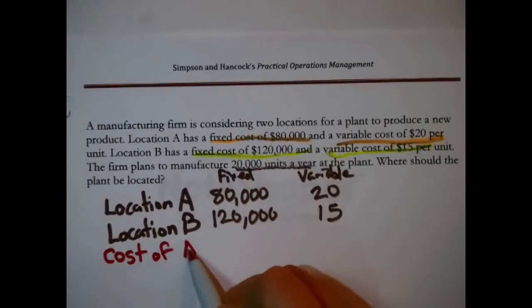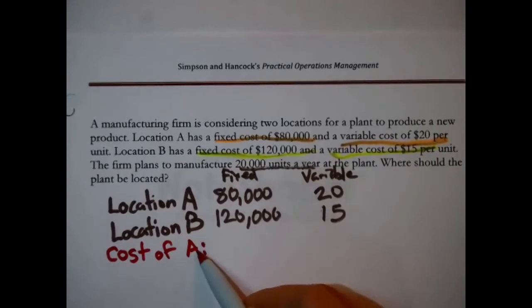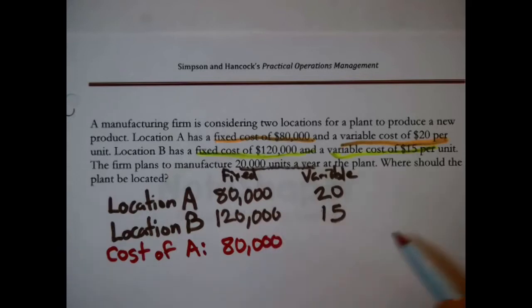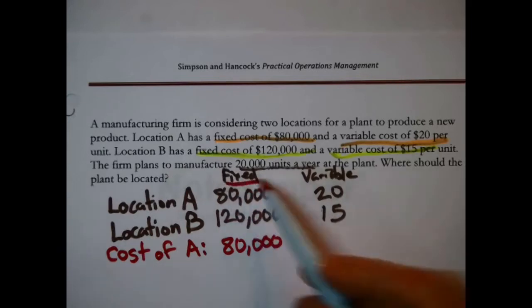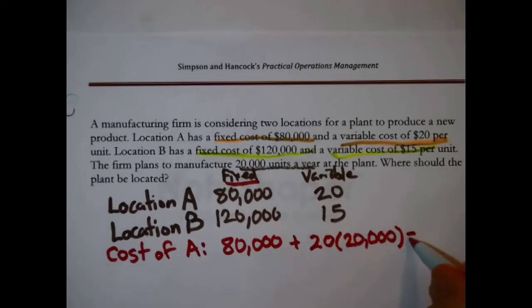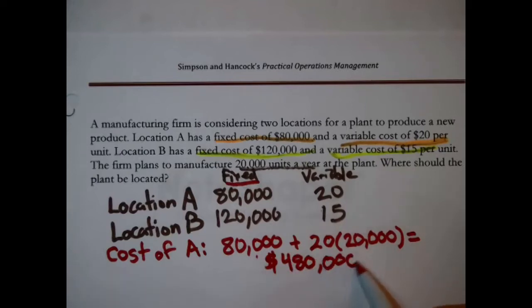Cost of A. Well, if we were to locate at location A, we would pay $80,000 a year regardless of what we did there. That's the meaning of a fixed cost. We would also pay $20 per unit for each unit that was manufactured there, and the problem told us that would be 20,000 units a year. Combine these two, that's the total cost at that location. I did that and my calculator showed that it was $480,000 combined fixed and variable cost.